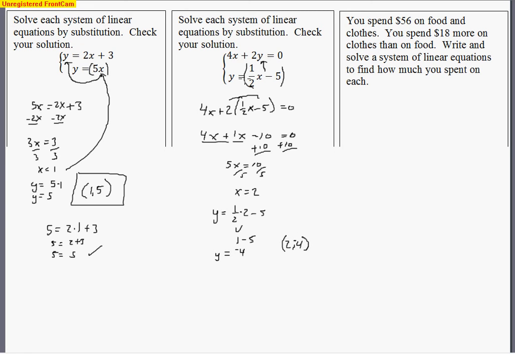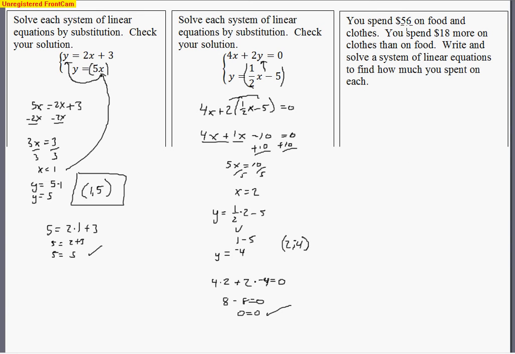I know it works for the bottom because that's what I substituted into, and that's what I got. So if I go ahead and substitute 2, negative 4 back into the top equation, if I get an equality, then I know I did it right. So 4 times 2 plus 2 times negative 4 should equal 0. And so I do the work. 8 minus 8 is 0, yes. So when I get that equality, that means that I do have the true answer.